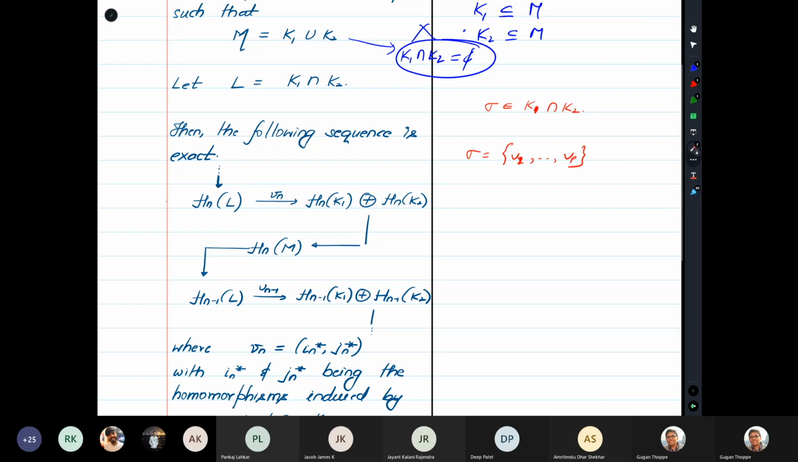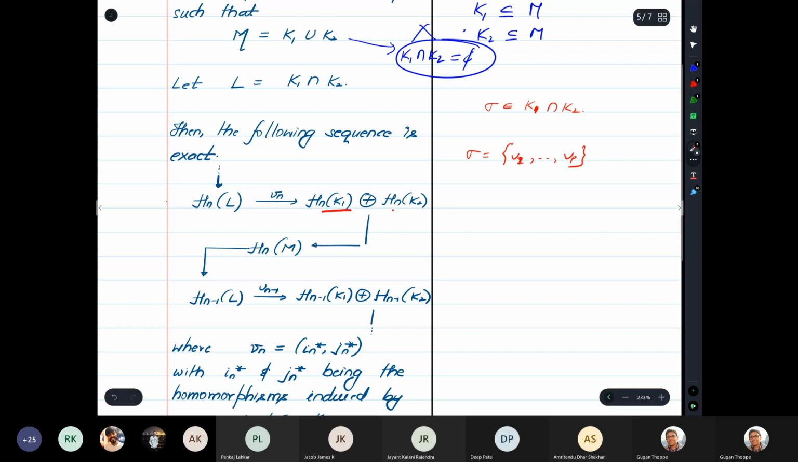So what this theorem says is that the following sequence, which extends forever in either direction, is an infinite exact sequence, and a portion of this sequence goes as follows. You start with Hn of L, okay? There is some map which I'll talk about, and this goes to the direct sum of these two vector spaces. So Hn of K1, this is the nth homology group of K1. This is Hn of K2, which is the nth homology group of K2. And you're looking at the direct sum of these vector spaces, right?